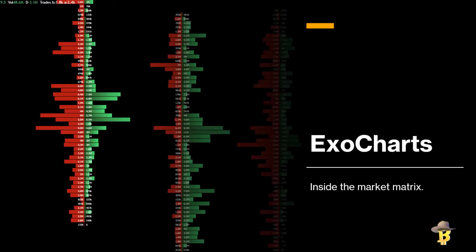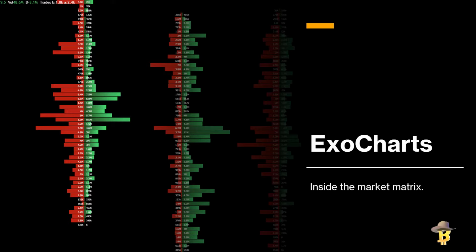Hey everyone, I'm excited to share with you one of my favorite tools in trading, ExoCharts. If you're not familiar, it's a footprint chart for Bitcoin derivatives. Actually, it can be used with some altcoins as well. But I really enjoy the power of this tool because it allows me to see behind the scenes and see exactly what has happened versus a candlestick chart. You can only derive so much information from that.